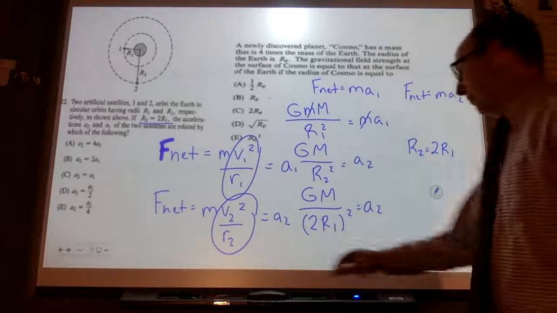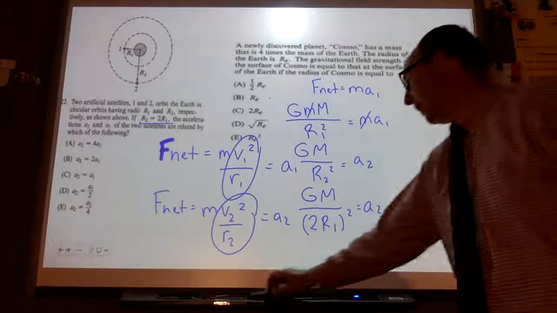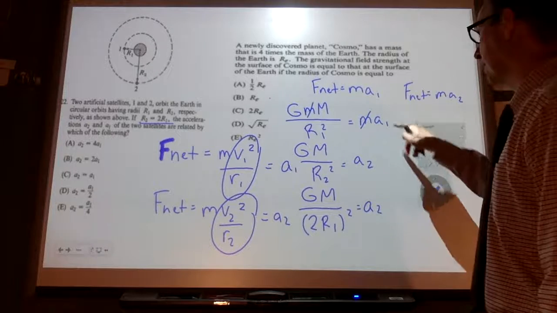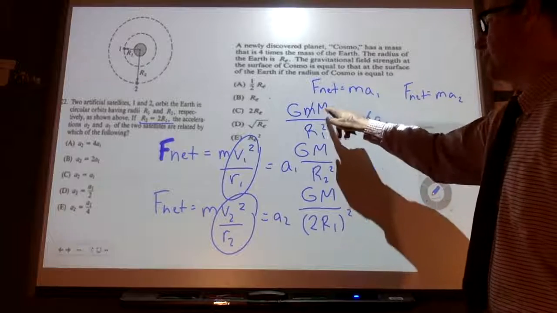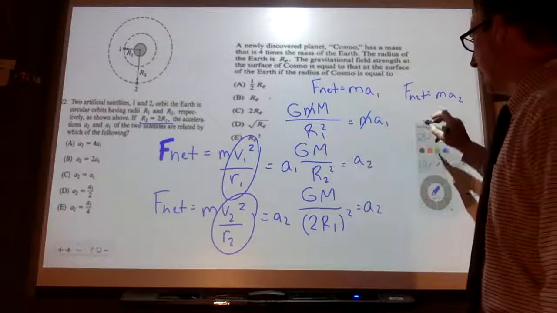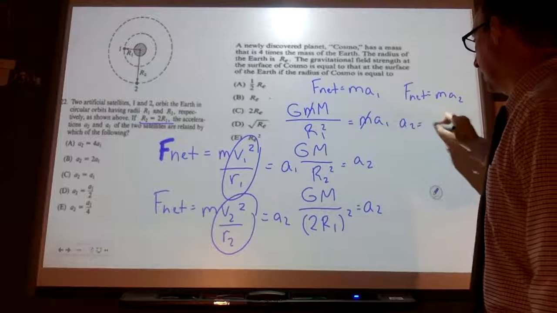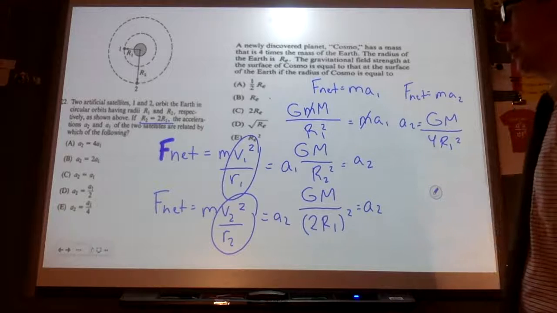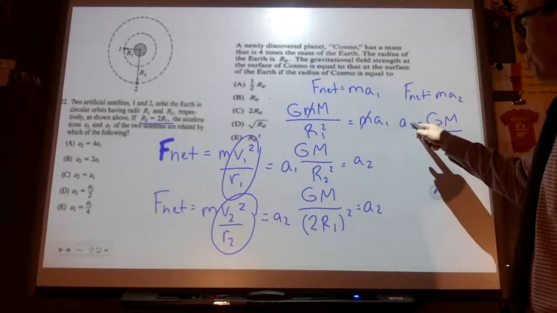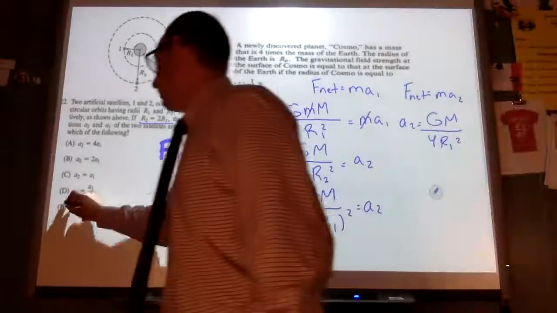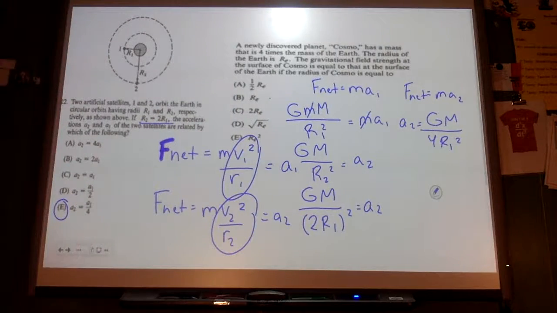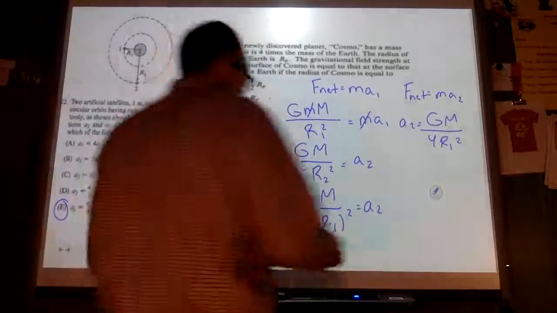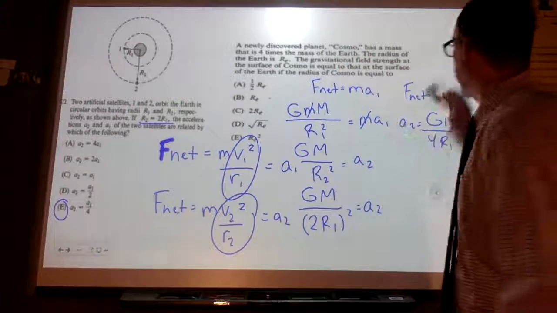And so what I end up with, erase this just to get it out of the way, is that a1 is GM over r1 squared, and a2 is GM over 4 r1 squared. So that would tell me that a2 is 1/4 of a1. All right, I'm going to erase this and move on.